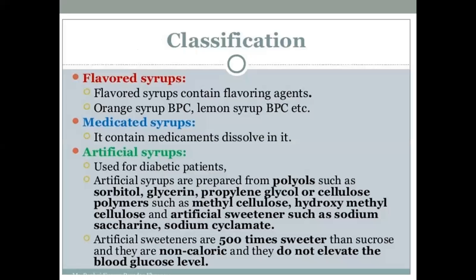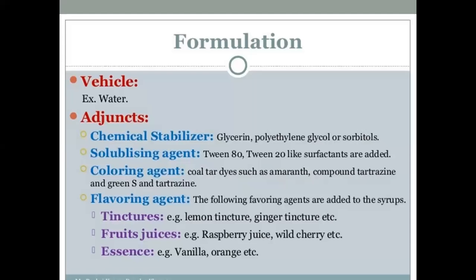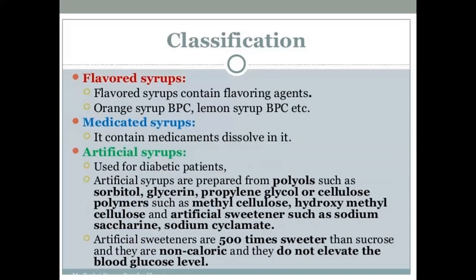The next point, classification: flavored syrup, medicated syrup, non-medicated syrup, and artificial syrup. Firstly, medicated syrup. Medicated means these are the syrups containing medicaments. How is a simple syrup made? Water, with addition of sucrose or sugar, and heat it. If a medicament is added, a drug form or active drug constituent, at that time we can say the syrup is a medicated syrup. What is non-medicated syrup? It does not contain medicated agents. Non-medicated means free from the medicament.